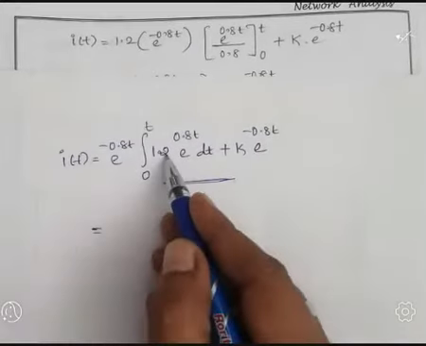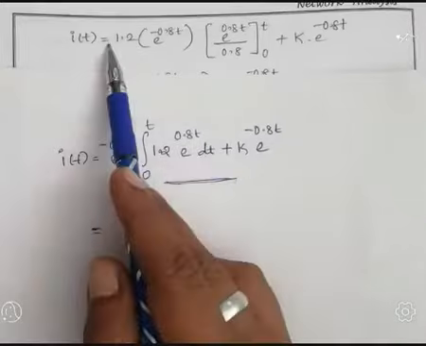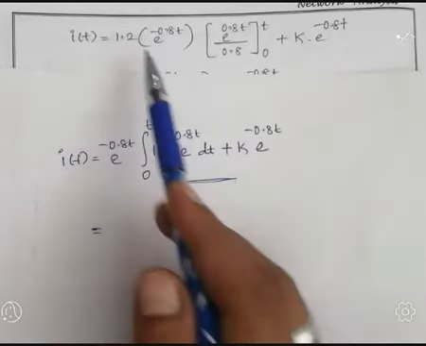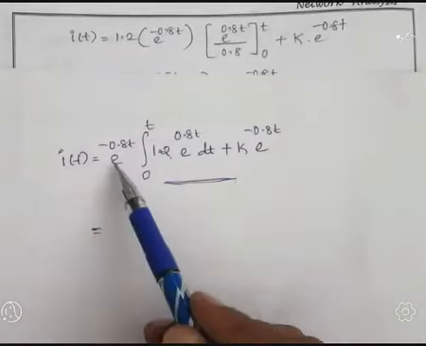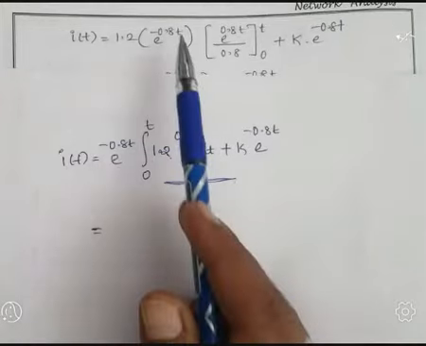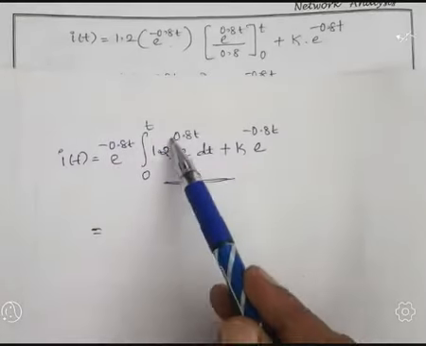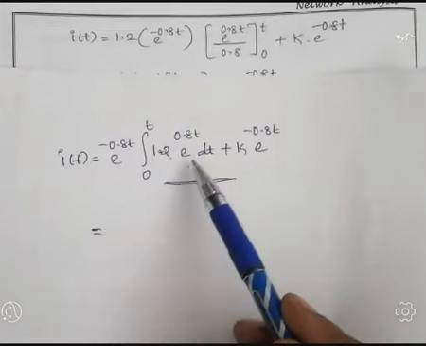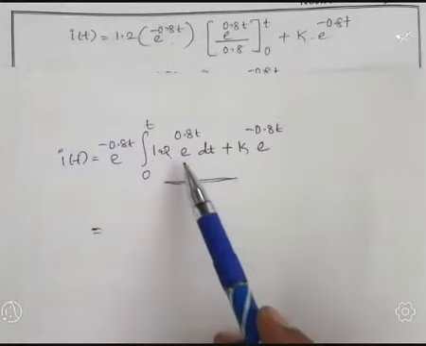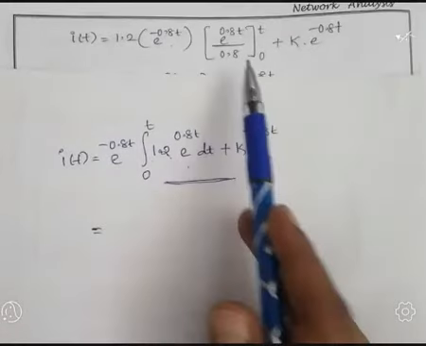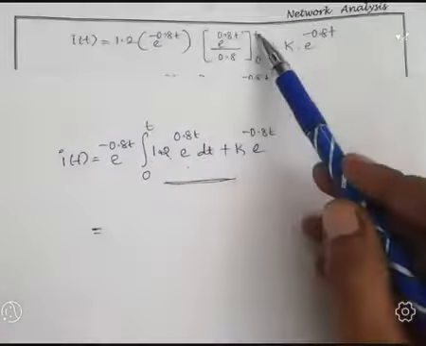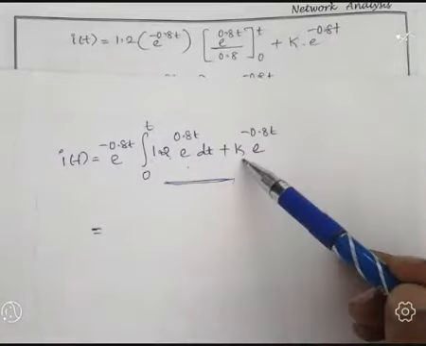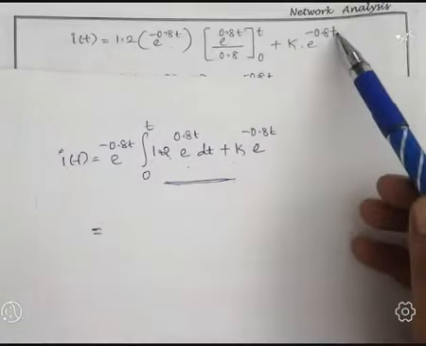1.2 is constant. I will take it outside. e to the power minus 0.8t as it is. Next, integration of this term e to the power 0.8t. So integration of e to the power 0.8t is e to the power 0.8t divided by 0.8. Limits are 0 to t, so limits t and 0, plus k e to the power minus 0.8t as it is.